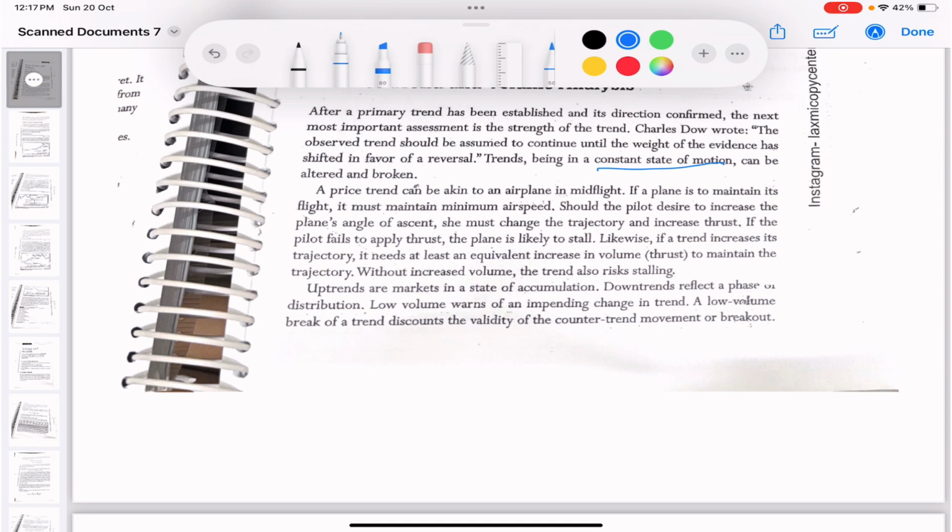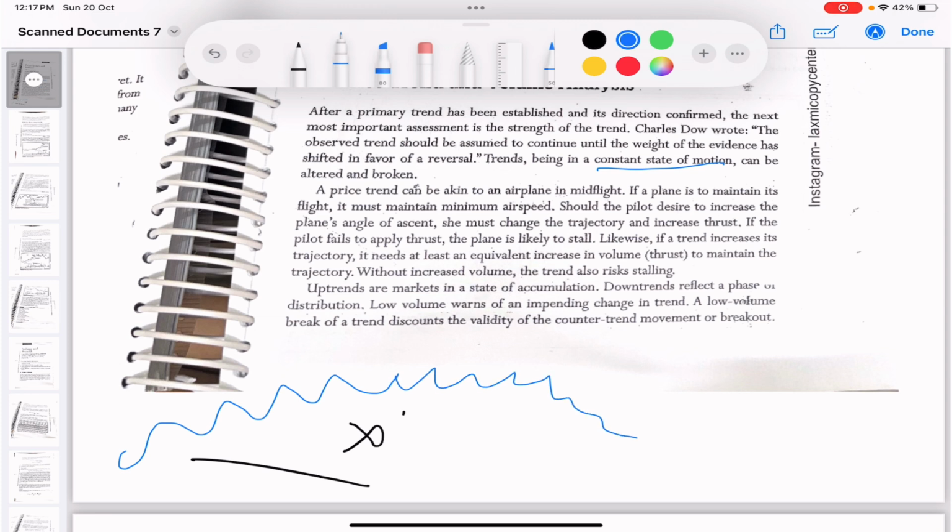Very simple. Similarly, relate this example to how a trend moves. If a trend increases its trajectory, it needs at least an equivalent increase in volume. If a significant uptrend is going on, but the volume is not increasing and is declining, then that shows that the particular trend will either go sideways or it will come down again.